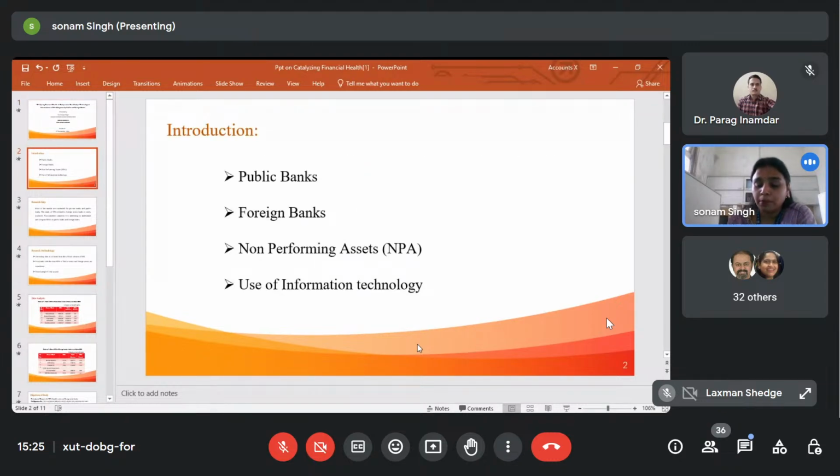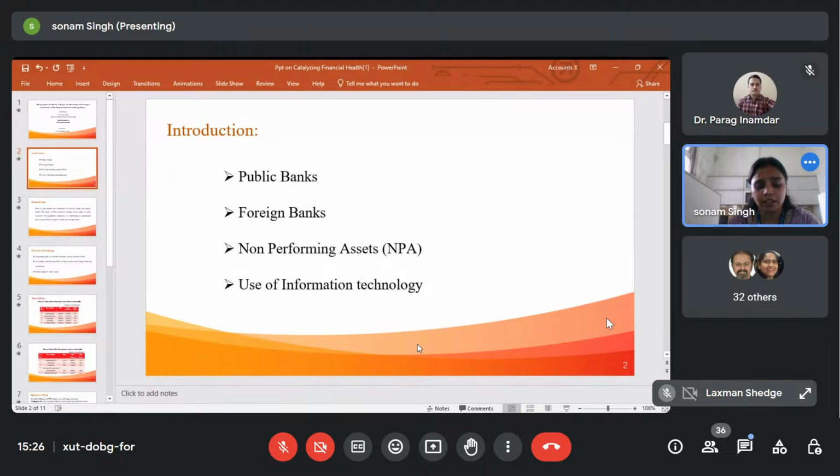So, introduction. The four important factors in this research paper are public bank, foreign bank, NPA, and use of information technology. Now, a public bank, as we all know, is a bank in which 50% of the holding is with the finance ministry of the state. A foreign bank opens its branches in several countries. The objective of a foreign bank is to give facilities for NRIs.